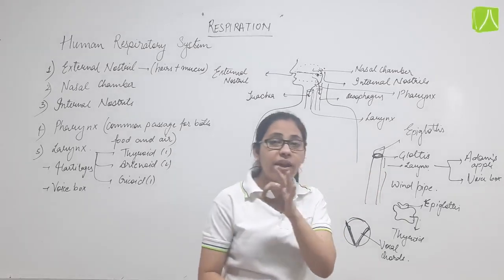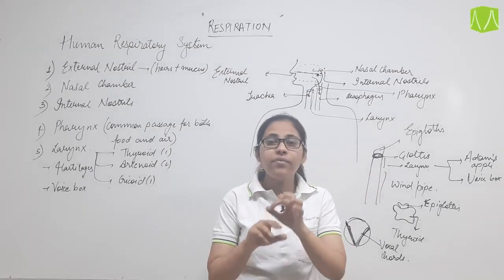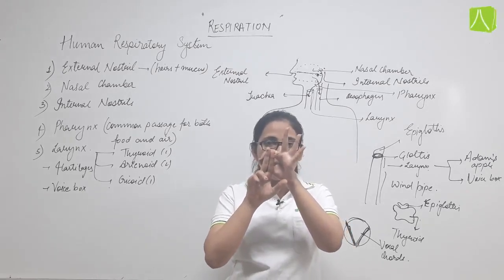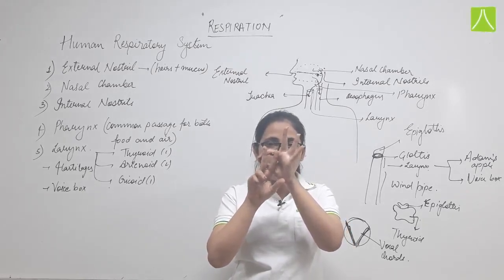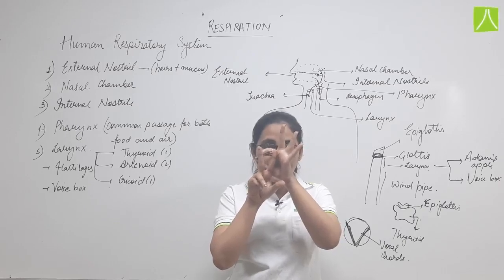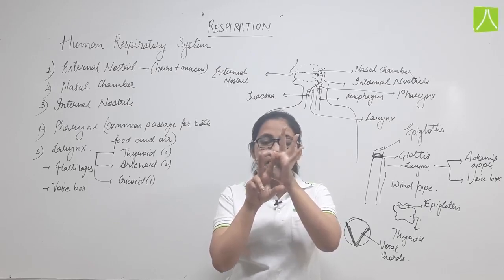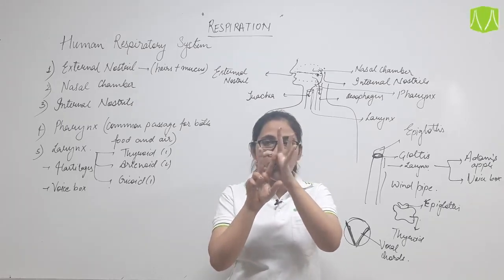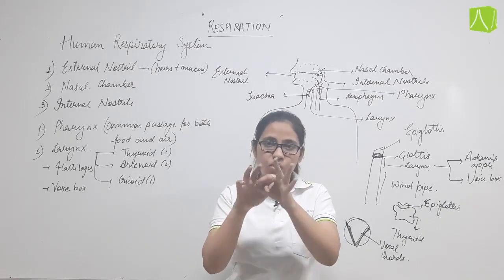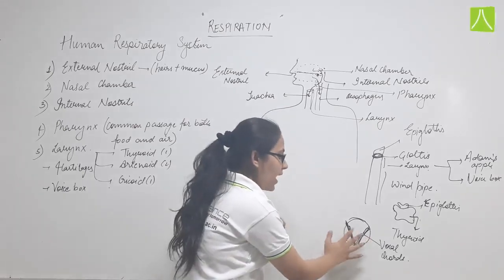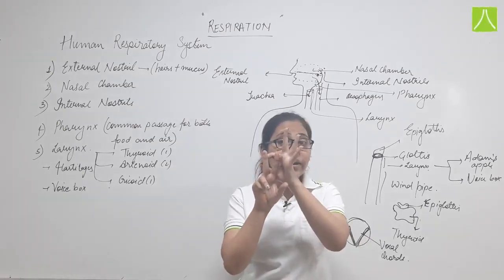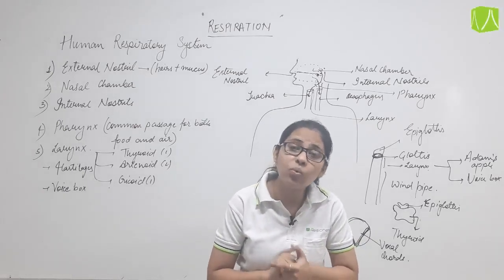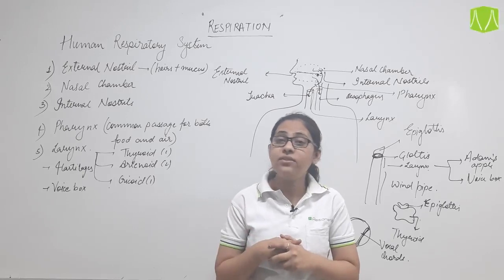Now, what happens whenever we inhale? Whenever we inhale air, the vocal cords open; they widen up. The air passes through this portion, and these vocal cords start vibrating at their places. Because of their vibration, sound is produced. That's why we call it the voice box.